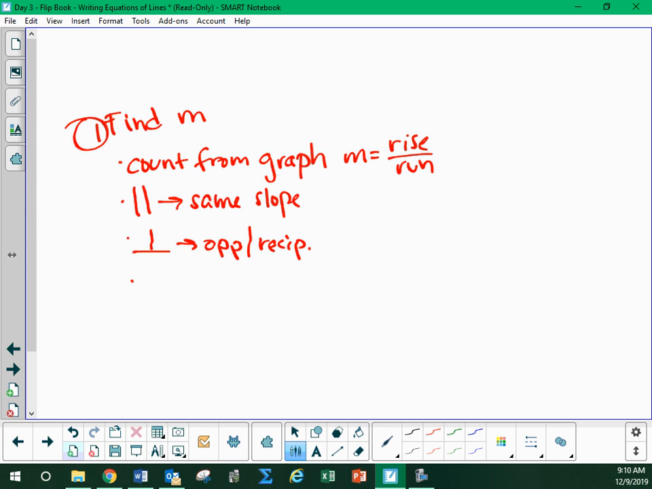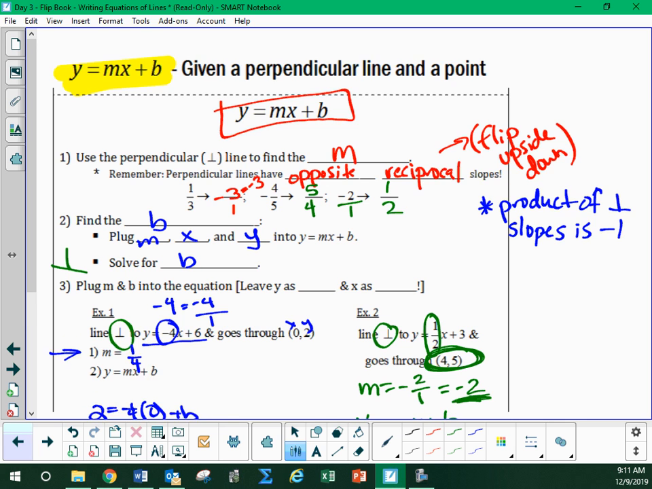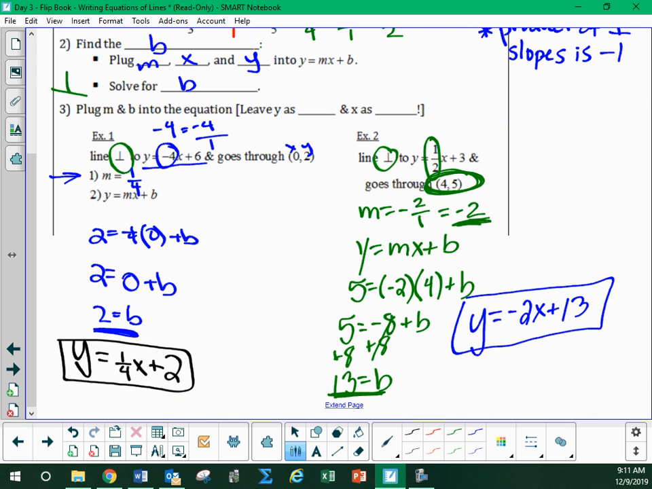And if we don't have a graph, we don't have an equation, they gave us 2 points, we have to use our slope formula, y2 minus y1 over x2 minus x1. Yes, Andrew. With example 2, you added 8 to the 8, and then we have to subtract that. No. It was a negative 8 because my slope was negative. Does that make sense? Yes. So you're correct. If it was positive 8, I would definitely want to subtract that.